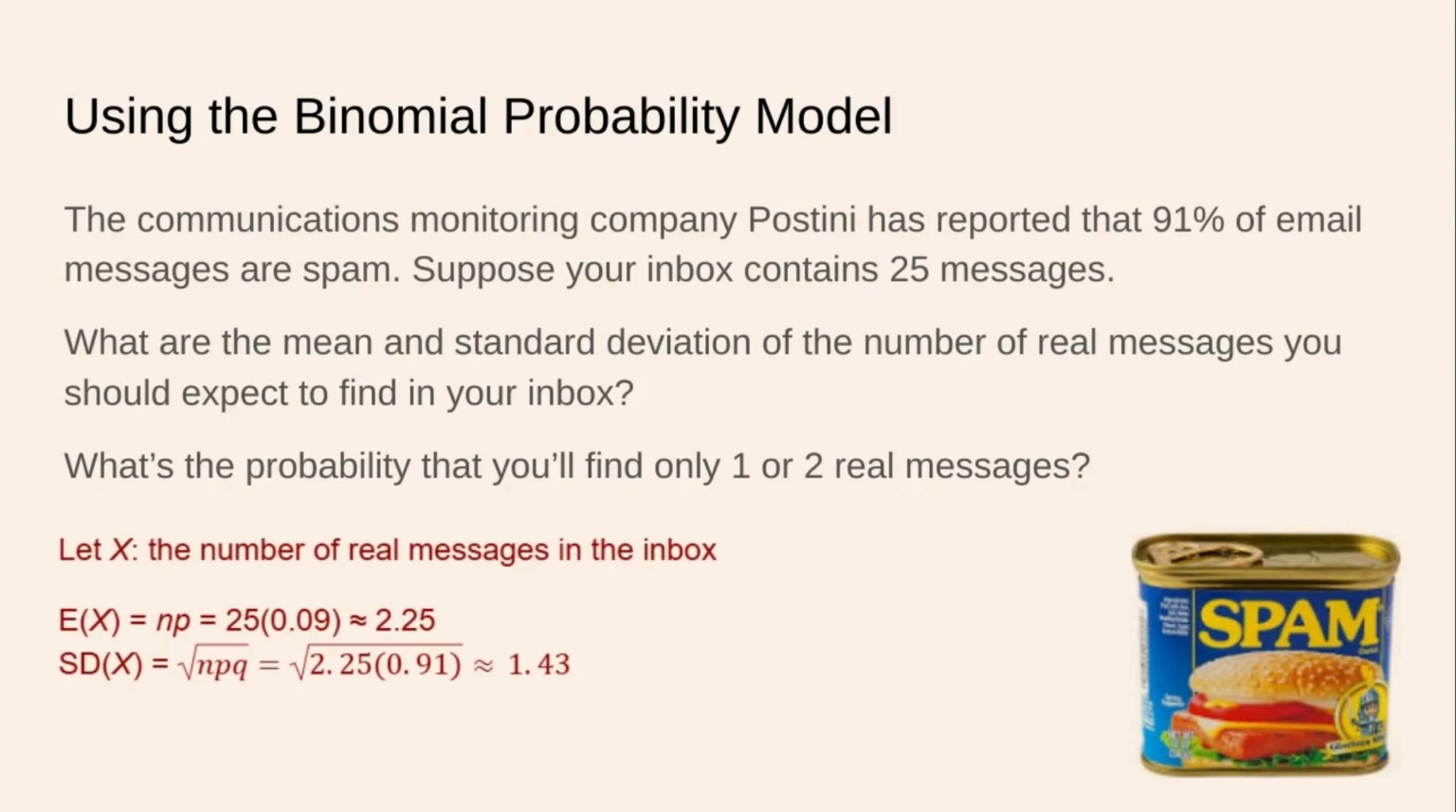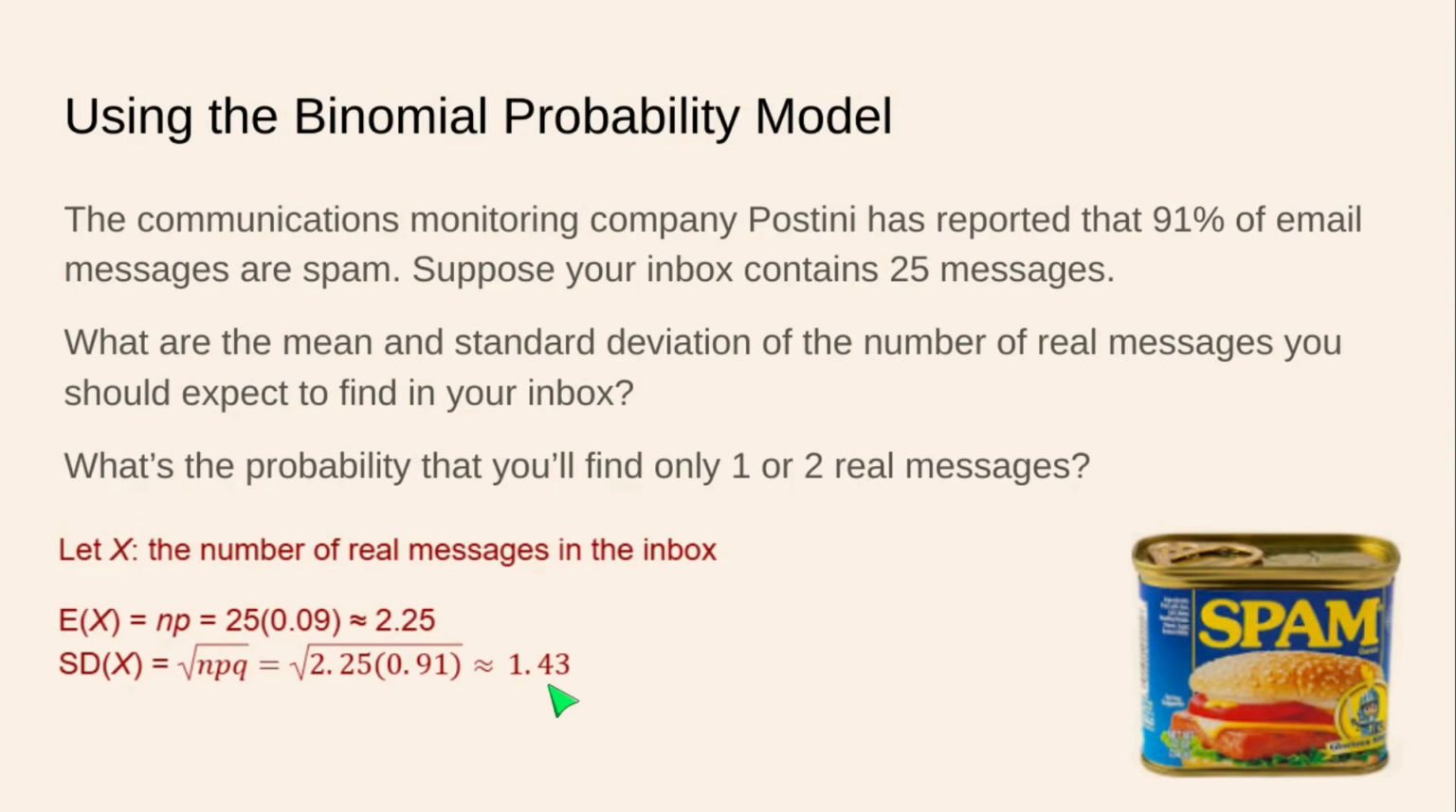Anyway, standard deviation is going to be this interesting entity right here, the square root of NPQ. Wait, how did we get this 2.25? Well, that's from N times P. So I'm just going to say 2.25 is N times P, because that's how we found 2.25. So we have 2.25 times our new character here, Q, the probability of failure, which is the probability of getting spam, and that would be 1.43 after we multiply inside and compute the square root.